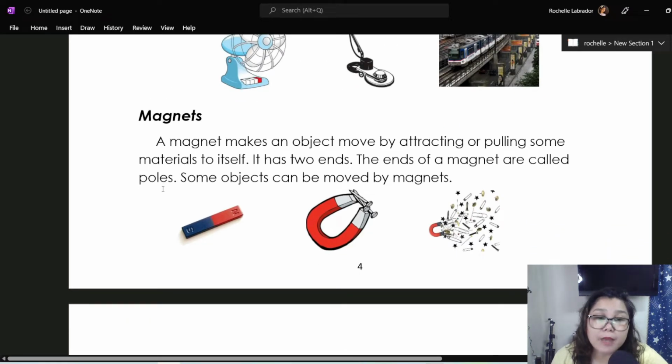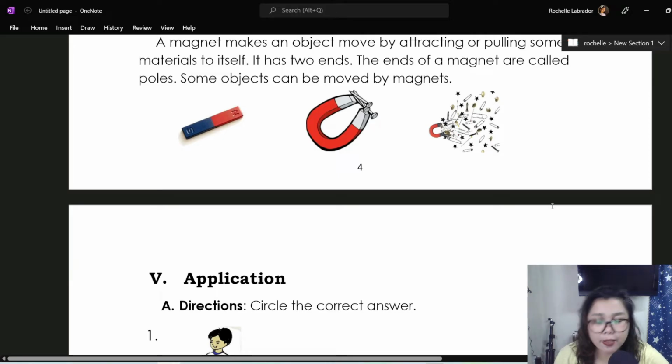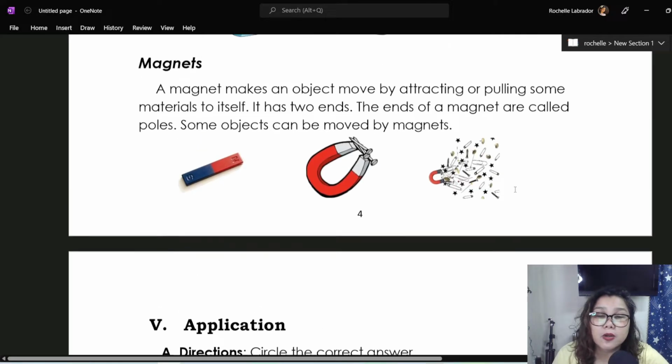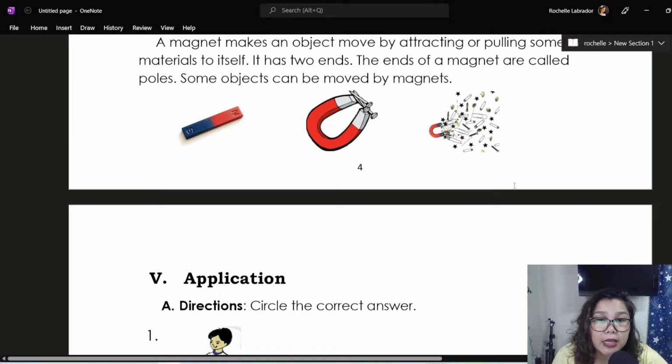Okay, magnets. A magnet makes an object move by attracting or pulling some materials to itself. It has two ends. The ends of a magnet are called poles. Some objects can be moved by magnets. If you tried moving the pins, hairpins, and the nails, that movement is caused by magnets. Something na metal or metal in nature can be attracted to a magnet.